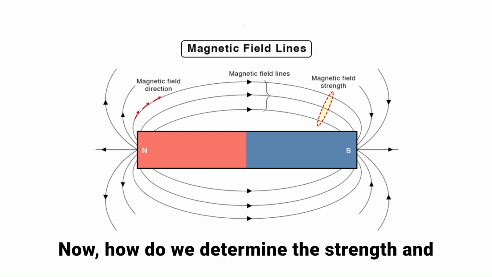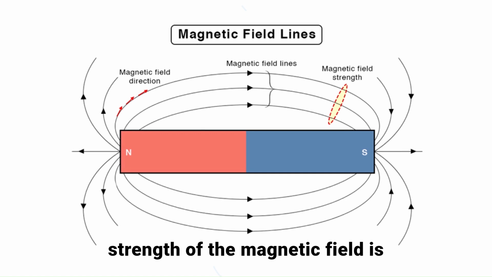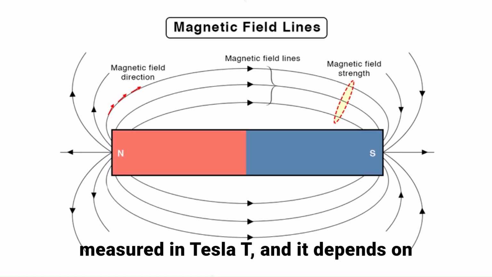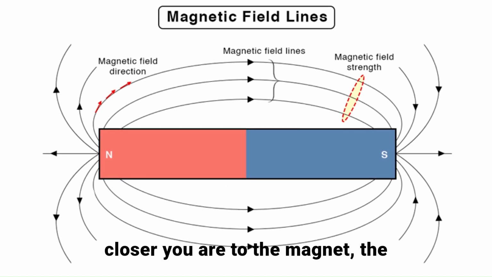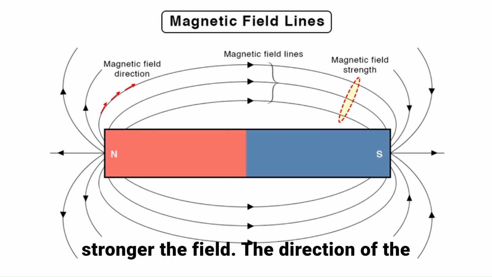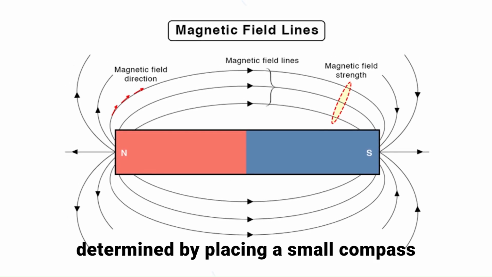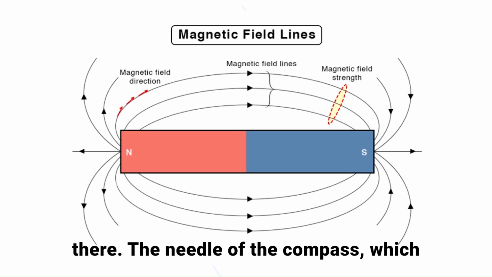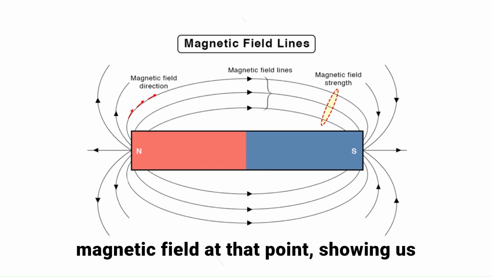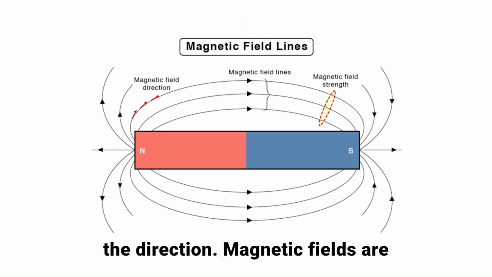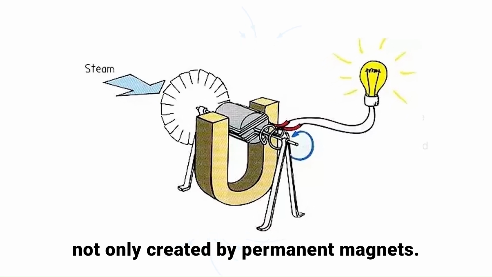Now, how do we determine the strength and direction of a magnetic field? The strength of the magnetic field is measured in Tesla, T, and it depends on how close you are to the magnet. The closer you are to the magnet, the stronger the field. The direction of the magnetic field at any point can be determined by placing a small compass there. The needle of the compass, which is a small magnet itself, aligns with the magnetic field at that point, showing us the direction. Magnetic fields are not only created by permanent magnets.